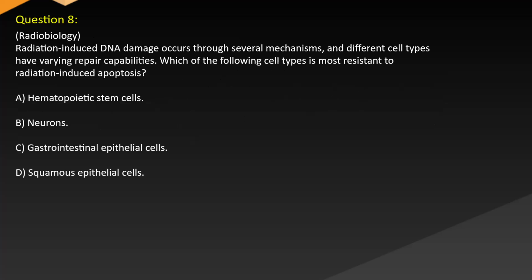Question 8. Radiobiology. Radiation-induced DNA damage occurs through several mechanisms, and different cell types have varying repair capabilities. Which of the following cell types is most resistant to radiation-induced apoptosis? A. Hematopoietic stem cells. B. Neurons. C. Gastrointestinal epithelial cells. D. Squamous epithelial cells.